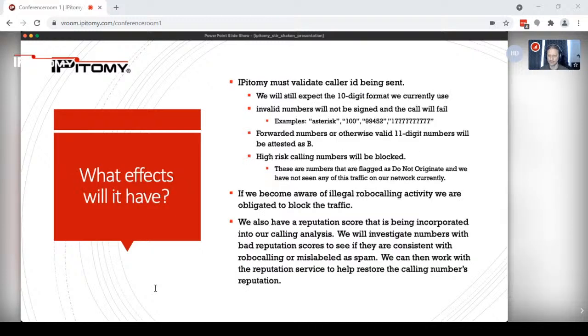So, what effects will it have? Overall, at Epitomy we have to validate the caller ID being sent. We still expect the normal 10-digit format that we're currently using. Invalid numbers will not be signed and the call will fail. So if you send asterisk or 100 or 99452 or 11 digits that are a nonsense number, the call is not going to be signed, and it won't go through.